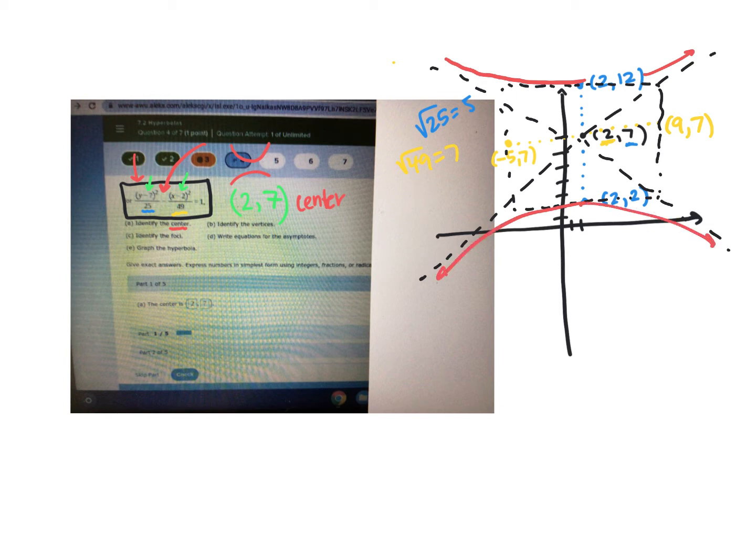So to answer part B, when it says what are the vertices, those would be the 2, 12, because I went up and down, and the 2, 2. For part C, it wants us to find the foci.